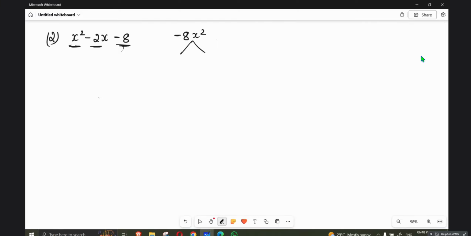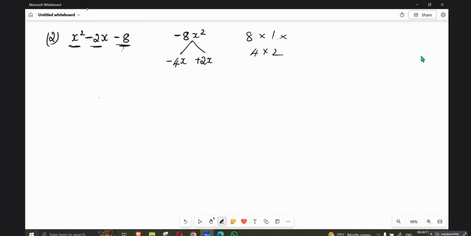So what are the factors of 8? Either 8 into 1 or 4 into 2 you can take. Here 8 minus 1 is 7, so I can't use this. 4 minus 2 is 2, so I can use this. So I can write -8x² as 4x and 2x. Here this is minus, right? So the bigger number should be minus and the smaller number should be plus.